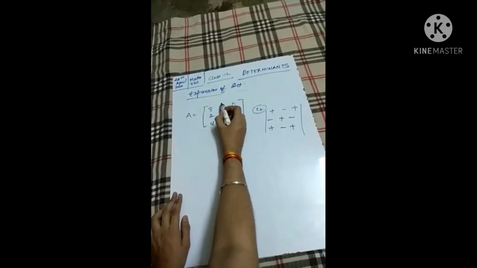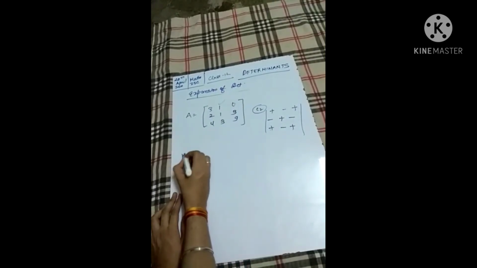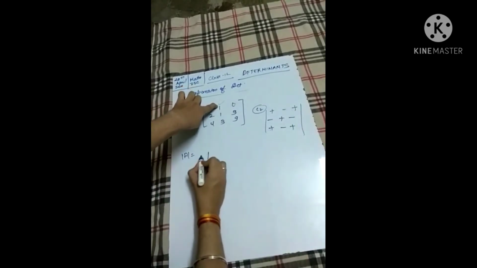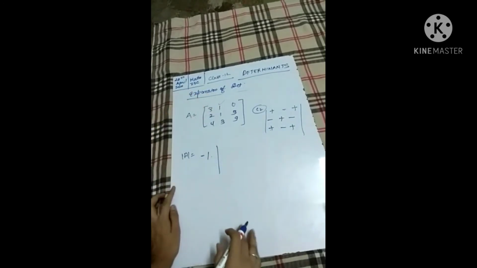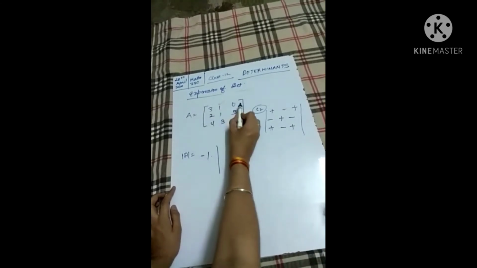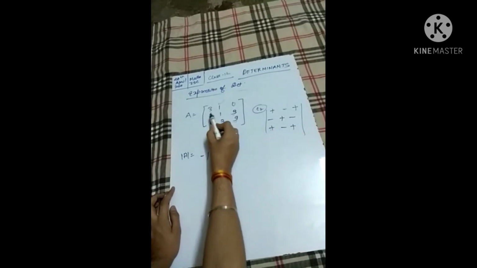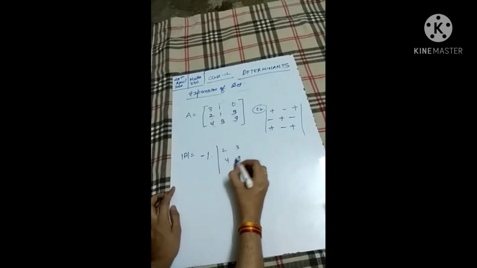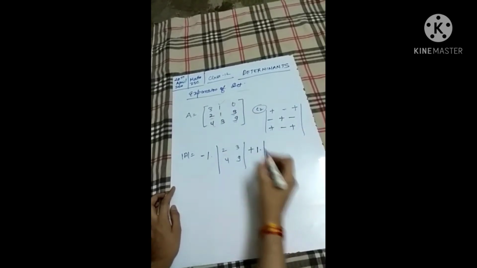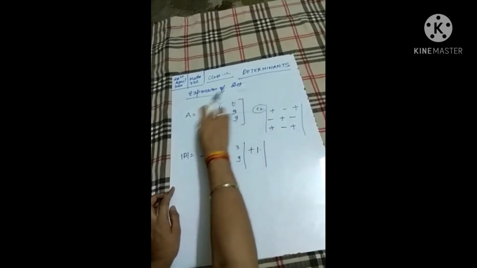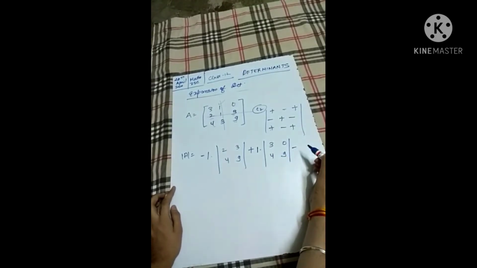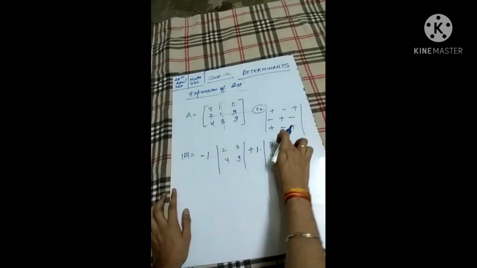So with respect to second row, we are going to expand. What is this one? But as we see, this is minus, so we have to use minus sign here. Then skipping this column and this row, we are left with 2, 3, 4, 9. So write here 2, 3, 4, 9 like this. Then positive sign. Second, this is 1 times skipping this row and this column, 3, 0, 4, 9. Then negative, because this negative sign is there.